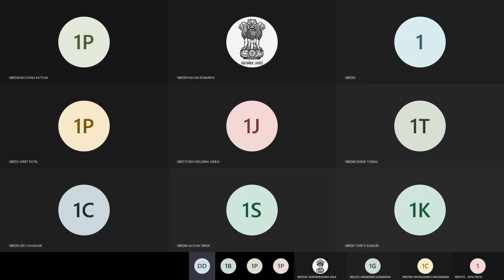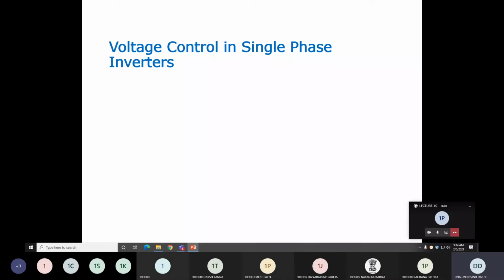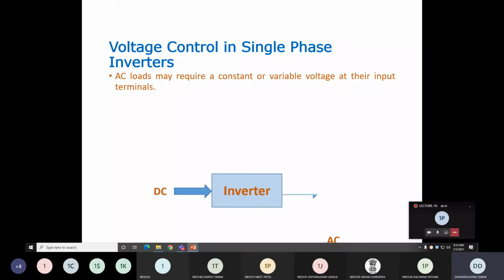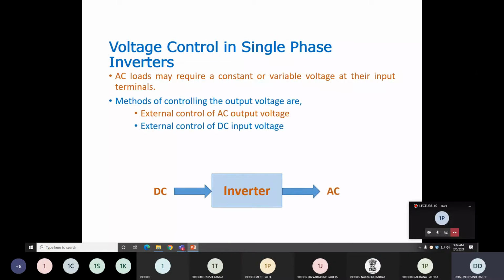Last lecture we started this new topic, voltage control in single phase inverter. That means how we can control the output of a single phase inverter. There are different methods by which we can control the load voltage at the output side of this inverter. The first method that we discussed in the last lecture is external control of AC output voltage.